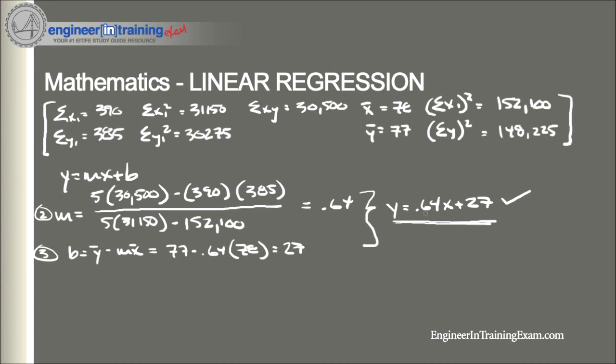Now the next question was, if a student made an 80 on the weed out exam, what grade would they expect them to make in their engineering course? So if they made an 80 on their weed out exam, which is our x value, what would the y value be? All we need to do now is just plug that into the equation. Y is equal to 0.64 times 80 plus 27, which is equal to 78.2. So if a student scored an 80 on the weed out exam, you can project that he would score somewhere around 78.2 in the engineering courses.